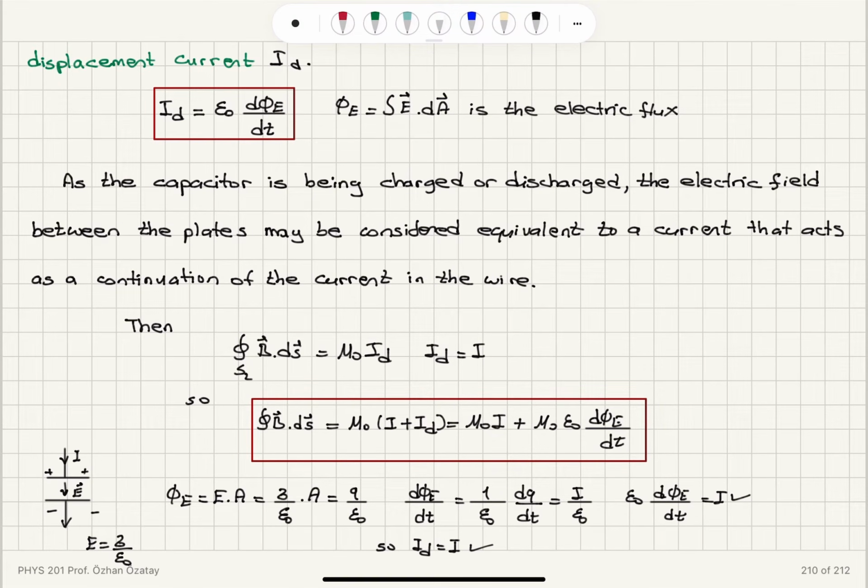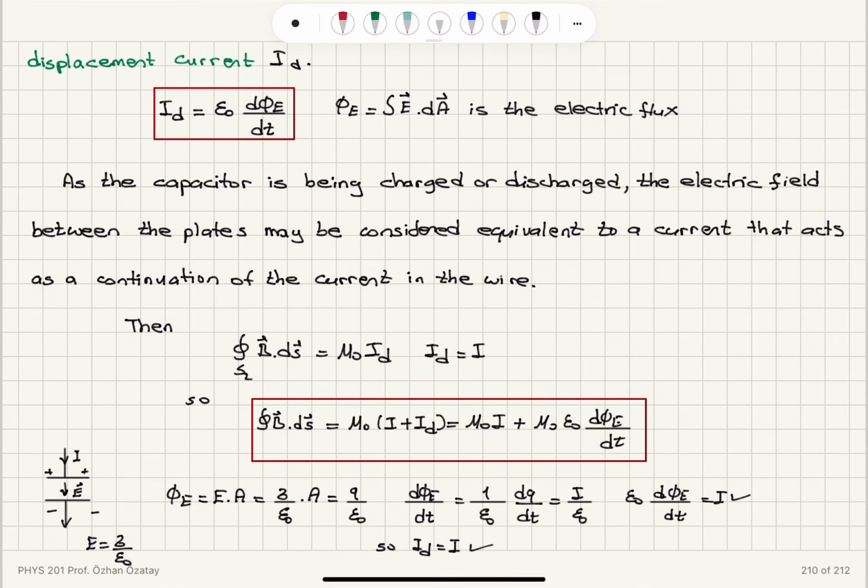phi E dt. If you look at a parallel plate capacitor with uniform charge distribution on the plates of the capacitor, sigma divided by epsilon 0 being the electric field in between the two plates, the electric flux, E times the area of the plates, is Q over epsilon 0. d phi E dt is 1 over epsilon 0 dQ dt, which is the current. dQ dt is the current on the wire. So it's epsilon 0 d phi E dt is equal to the current on the wire. So therefore this is basically correct.